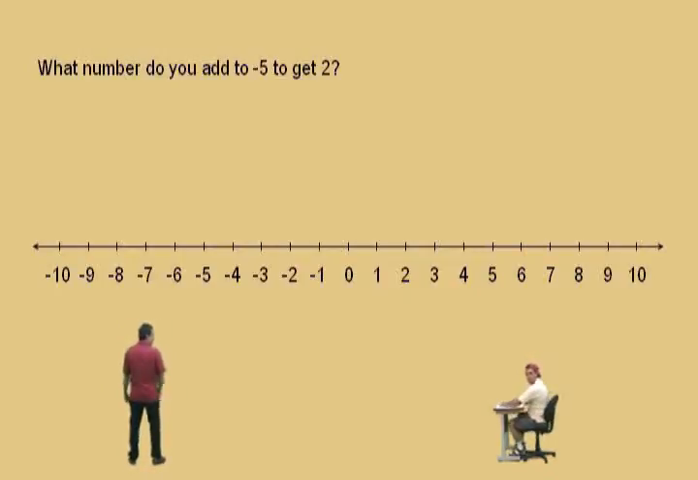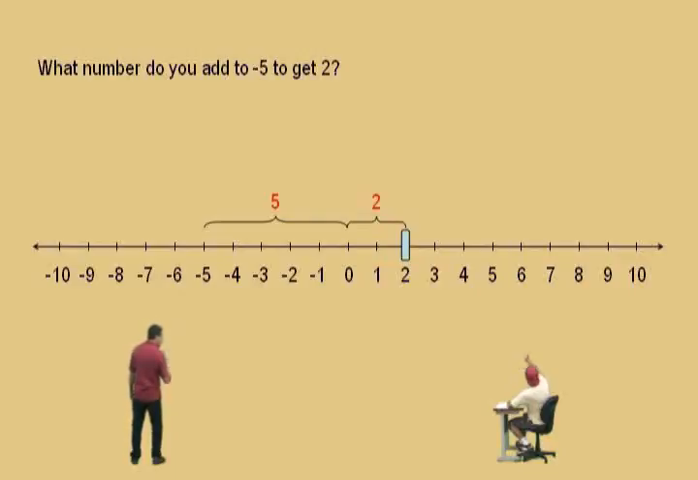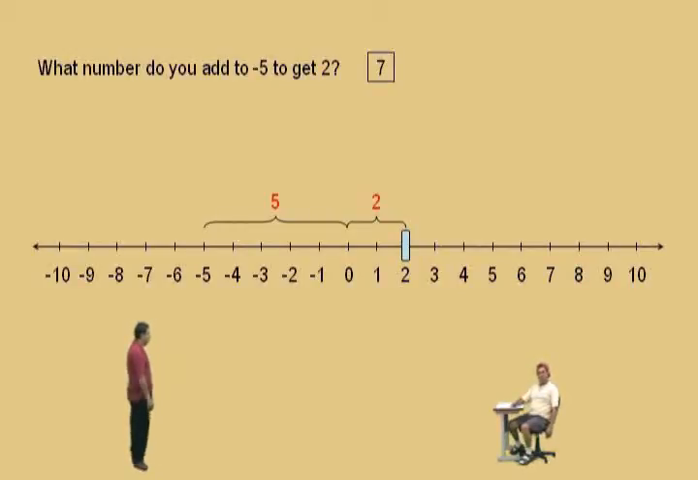Okay, so if we're at negative 5 and we move right 5, we're at 0, right? Okay. Remember, we're trying to go from negative 5 to get to 2. Now, how many more do I have to move, Charlie? 2. 2 more. Okay, now, here we go. We start at negative 5, and to get to 2, we had to move a total of how many spaces, Charlie? 7. 7. So, here's our answer. What number do you add to negative 5 to get 2, Charlie? 7. 7, that's right.